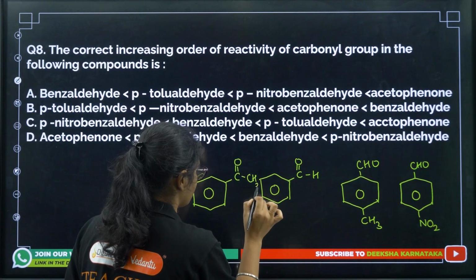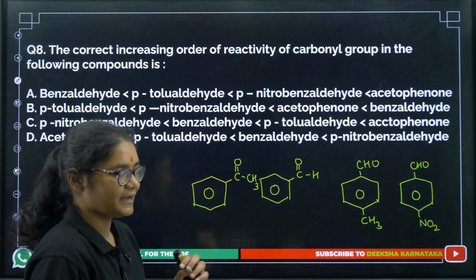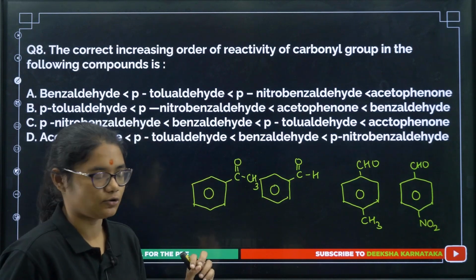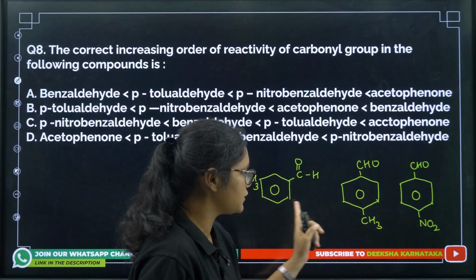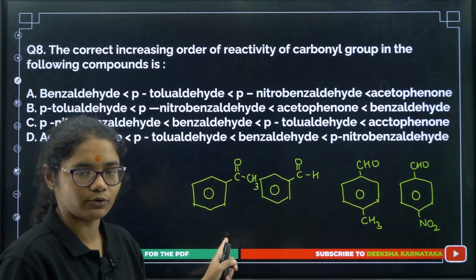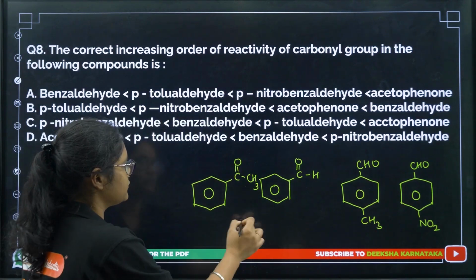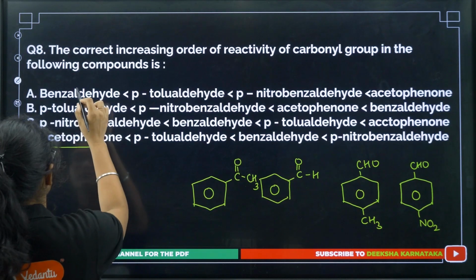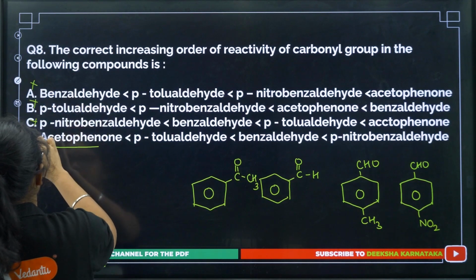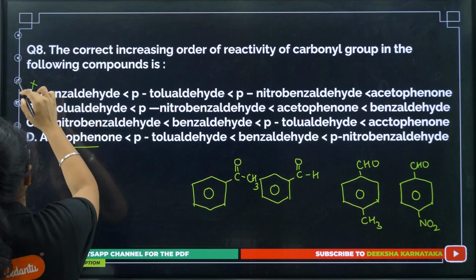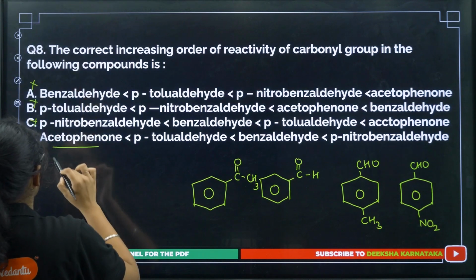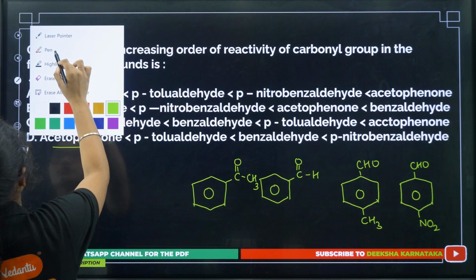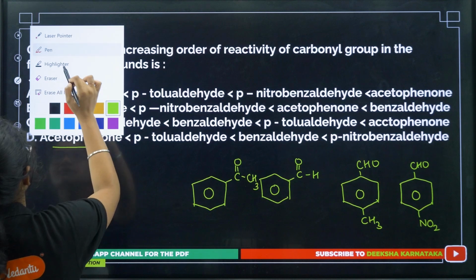Now we have just discussed that aldehydes are more reactive than ketones. So you can see these three options are your aldehydes, whereas this is a ketone group. So definitely acetophenone will react the least, right? Where we have acetophenone least here, obviously we can eliminate all these three options. The correct answer will be option number D. But let us see the other options also. One second.